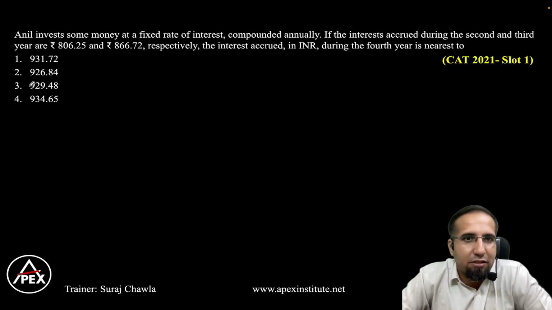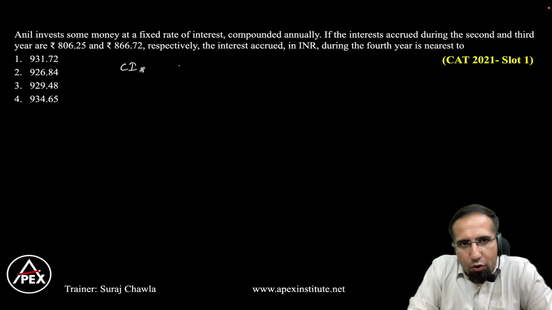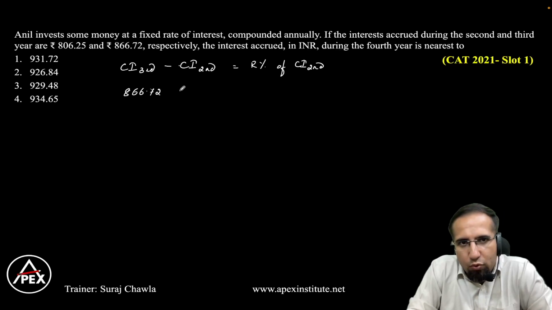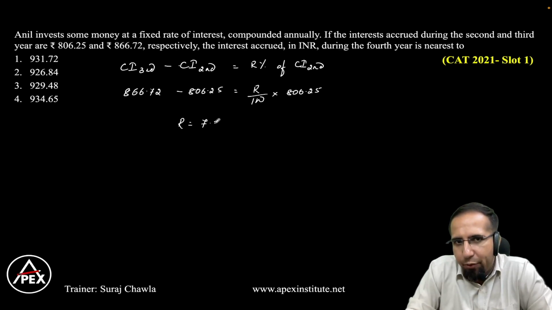So Anil invests some amount of money at a fixed rate of interest compounded annually. If the interest accrued during the second year and third year is given, we can apply the formula here. So CI of third year minus CI of second year is equal to R percentage of CI of second year. Clear? So that gives me 866.72 minus 806.25 is equal to R percentage of 806.25. So if you use the calculator directly here, we will get the value of R is equal to 7.5 percentage.